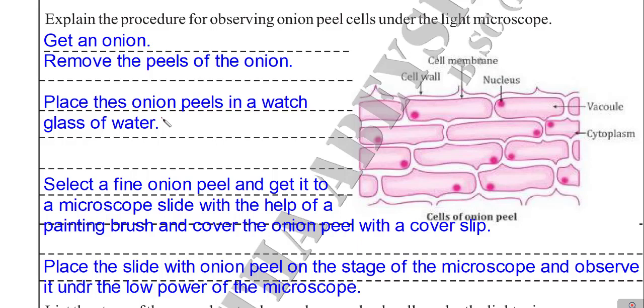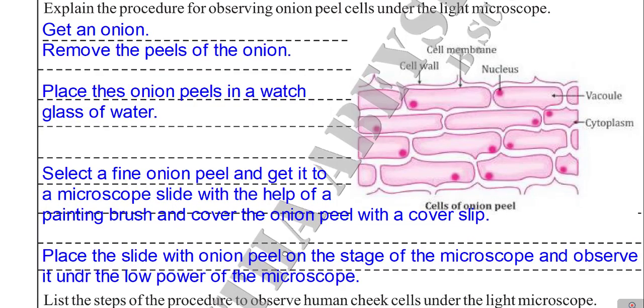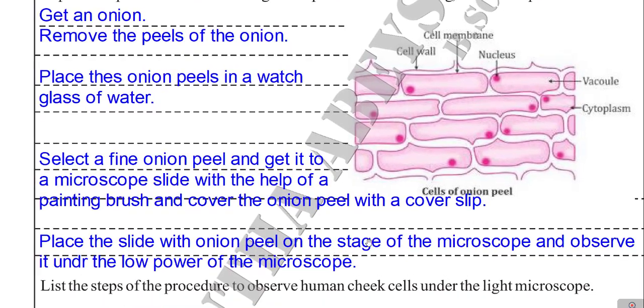Okay, with the small watch glass we are using. Select a fine onion peel, a very thin onion peel, and get it to the microscope slide with the help of a painting brush. You can understand, onion peel we are not touching with our hand, children. We have to use the painting brush or a needle, because if I touch with the fingers, it will get damaged. And cover the onion peel with the cover slip for the microscope. We keep it on the slide and the cover slip. We have to cover it with a very thin glass part, right? Because actually you have to observe it.